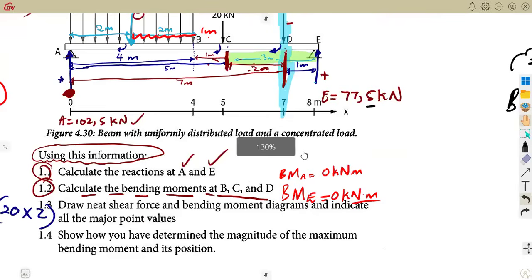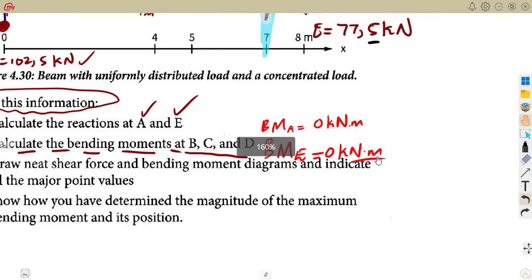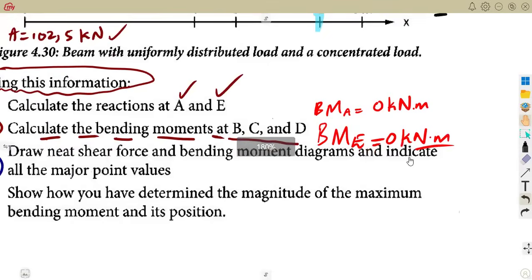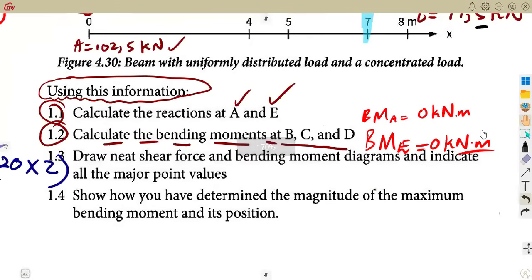This part of the bending moments. Remember, I said at A and E, those are the starting and ending points. Our bending moments there will be what? 0. Then we move on to this part 1.3. It was: draw neat shear force and bending moment diagrams and indicate all the major point values.